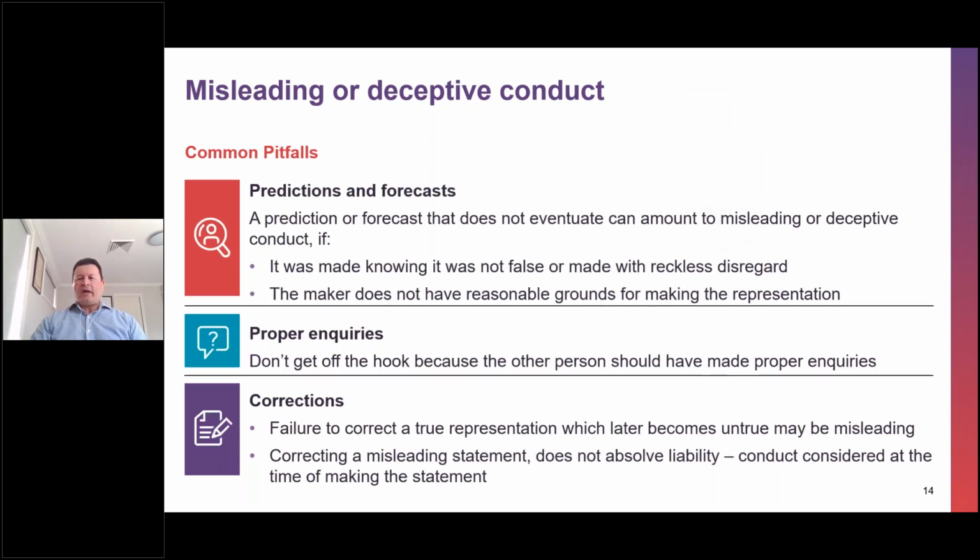So predictions and forecasts. It's fairly obvious that if you make a forecast or a prediction, it can't be made with reckless disregard. There must be some sort of reasonable grounds for representation to be made. If you have no reasonable grounds, then of course you're going to be subject, or potentially subject, to a misleading or deceptive conduct claim. Proper inquiries we've touched on, and I refer again to the case where the vendor acquired the business without making due inquiries.